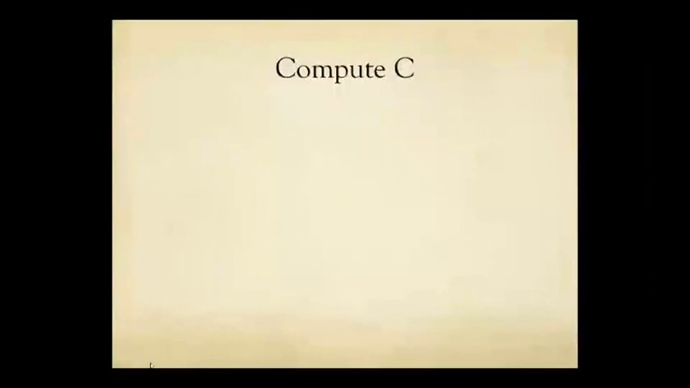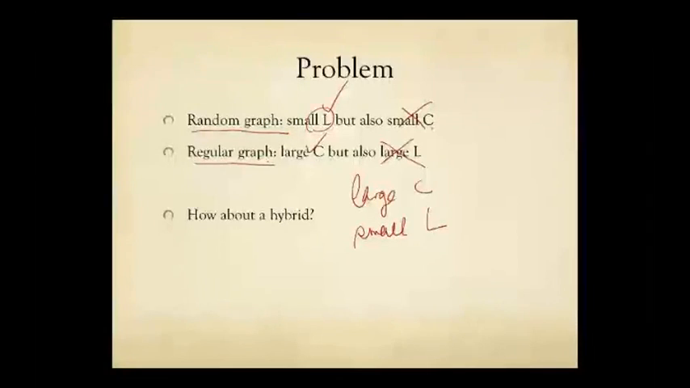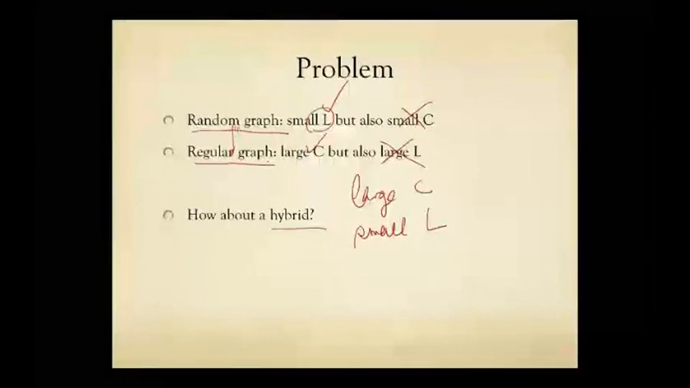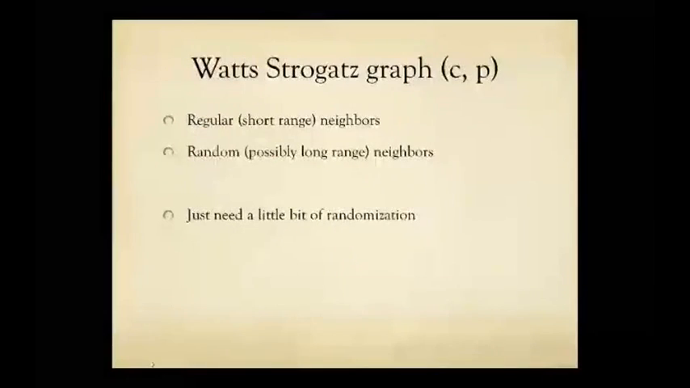So here's the problem. A random graph has small l, very good, but also small c, not good. A regular, say, ring graph has a large clustering coefficient c, very good, but also large l, not so good. We want a large c like a regular graph, but a small l like a random graph. So maybe a hybrid. How about we combine these two ideas together? Start with a regular graph, but then add some random links. And that's precisely the Watts-Strogatz model that explains small world.